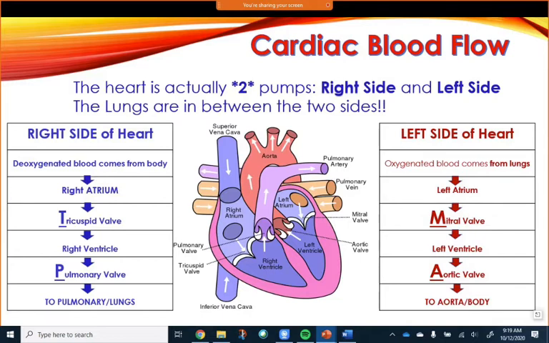But let's talk about how we flow through this heart. Deoxygenated blood. So I usually color code the heart. The right side of the heart is blue, the left side of the heart is red, because deoxygenated blood is in the right side of the heart and oxygenated blood is in the left side of the heart. You will need to know which valves are on which side of the heart.